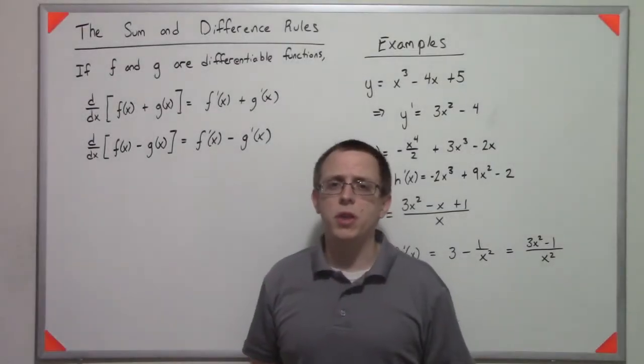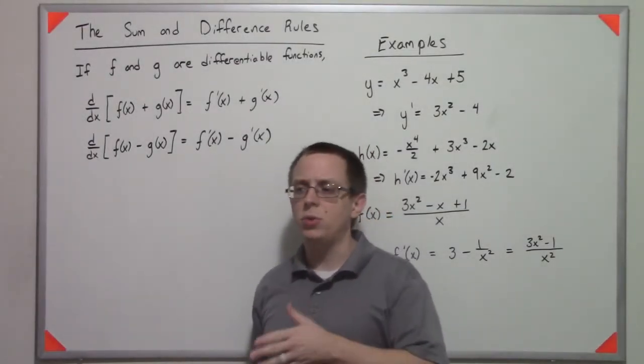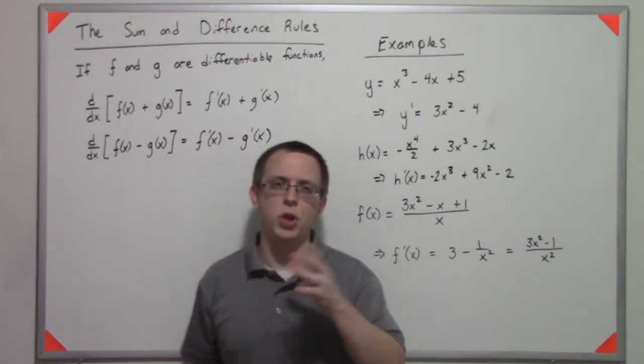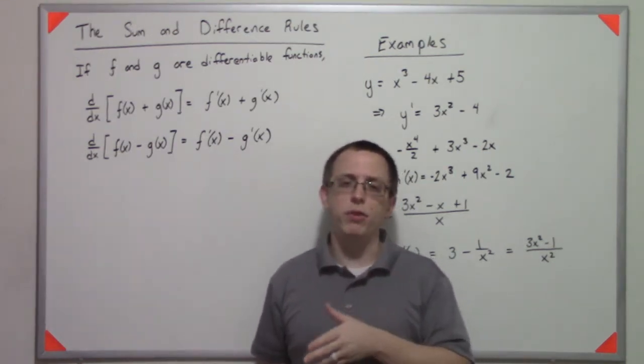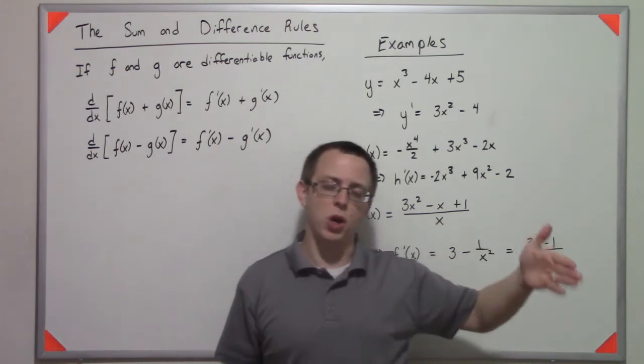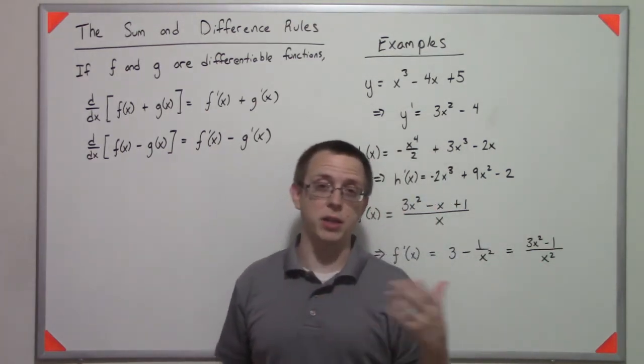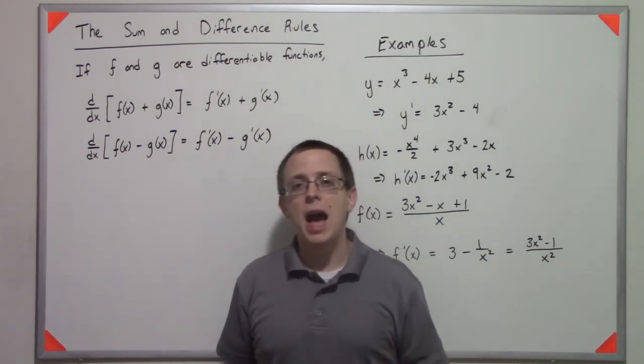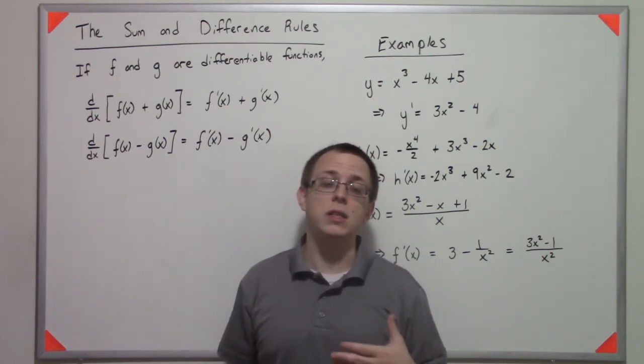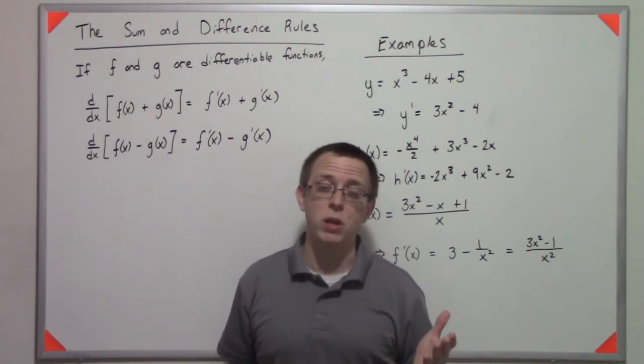It might be common to think, okay, it's easy to take a derivative of a single term, but what happens if the function is made up of several terms? You know, instead of being 3x squared, it's 3x squared minus 10, or something like that. How do we deal with that? And the answer is that it works pretty much exactly the way you would expect.